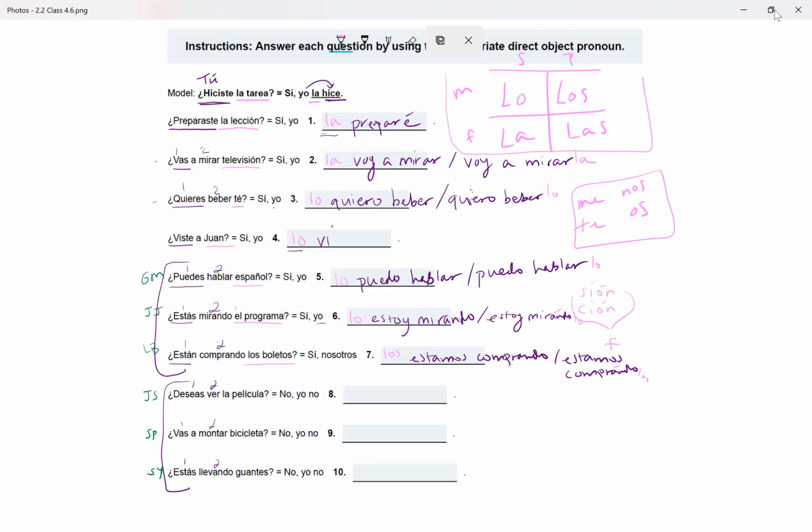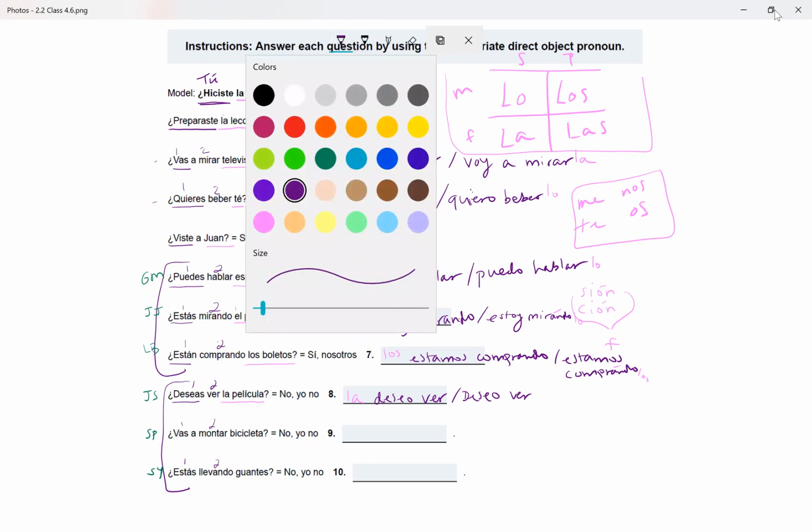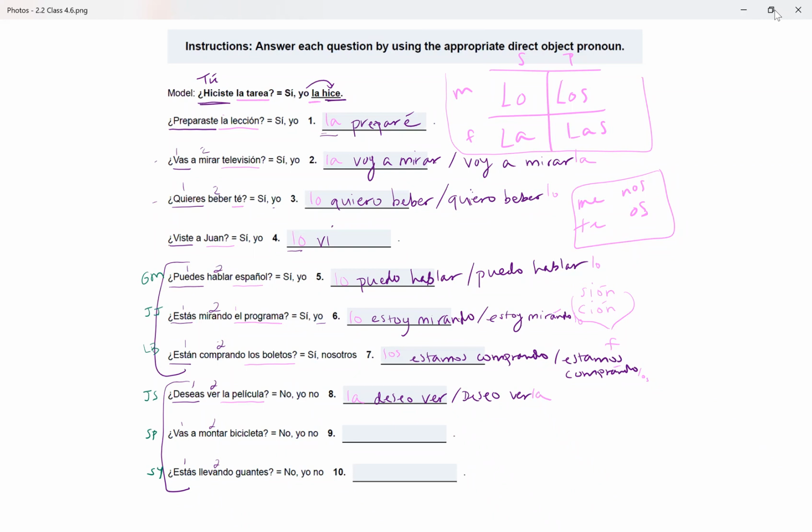Okay, cool. So here we go. Jenny, what did you replace? What's the direct object? La película. La replaced. Yep. And the verb? Deseo. Good. So you're changing deseas to deseo for yo. Ver. And if we wanted to rewrite it, deseo verla. Perfect. Deseo verla. Awesome.